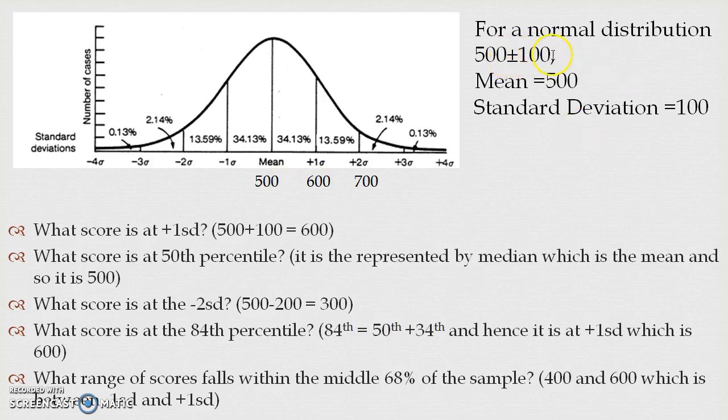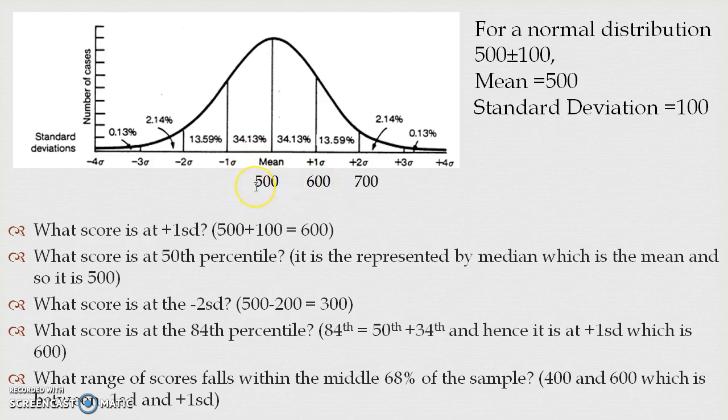Because it gives me a plus minus of 100. So whenever I have a plus minus of 100, this value after that is your standard deviation. So what would be plus 1? I add 500 plus 100, which gives me 600. So plus 1 standard deviation is 100 above the mean.